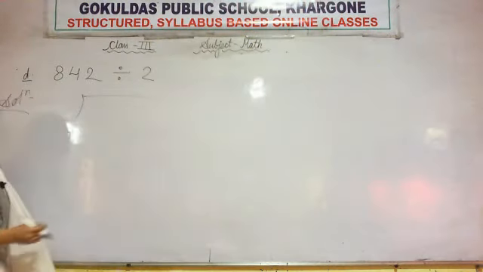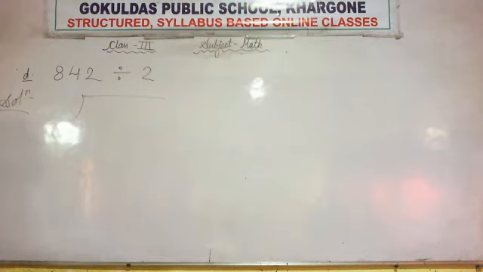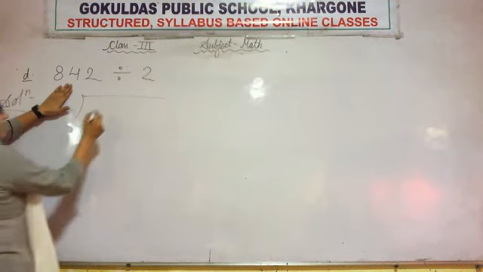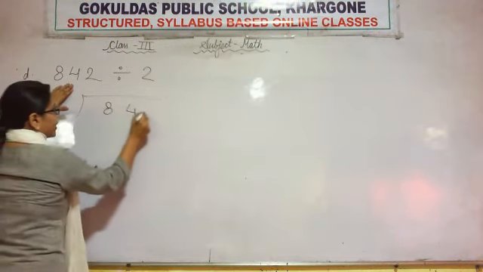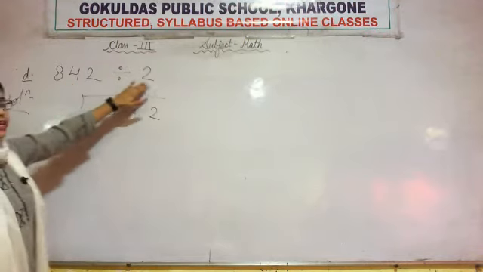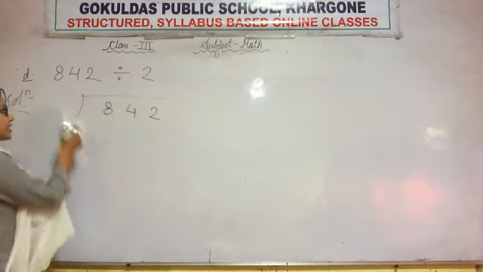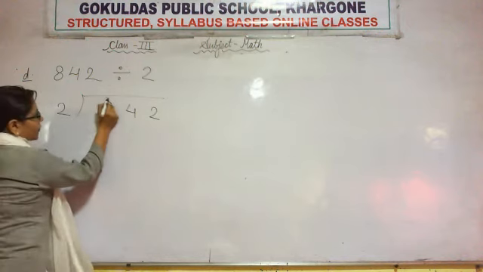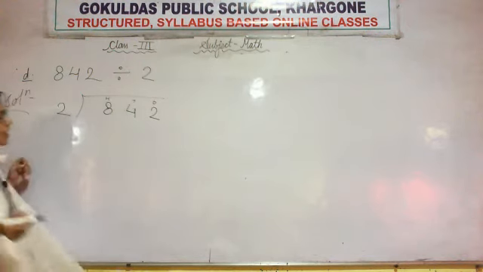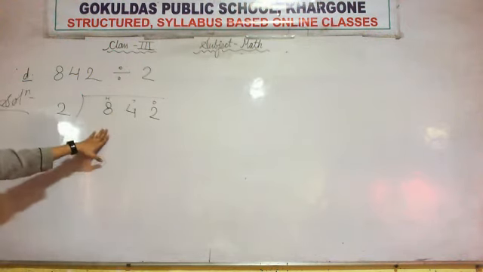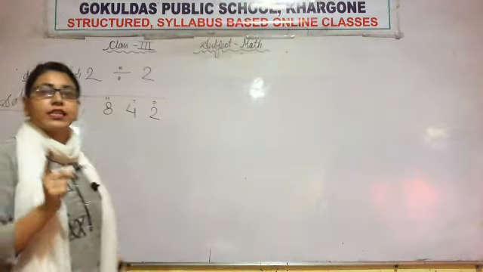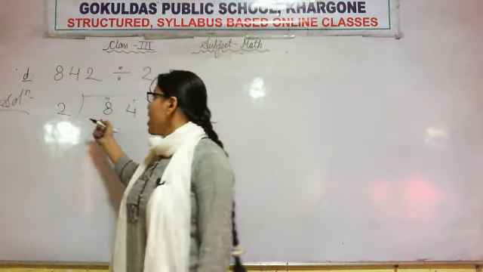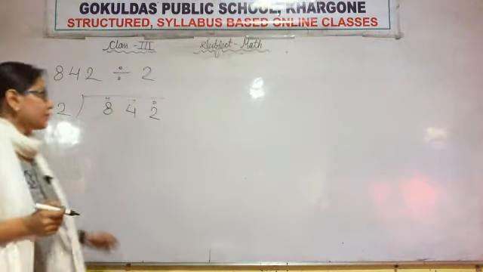Here we will write dividend. So in this question our dividend is 842. So let's write 842 here. Our divisor is 2. So in the place of divisor we will write 2. Now the number is a 3-digit number and the highest place is hundreds place. And unlike other operations, in division we start from the hundreds place.